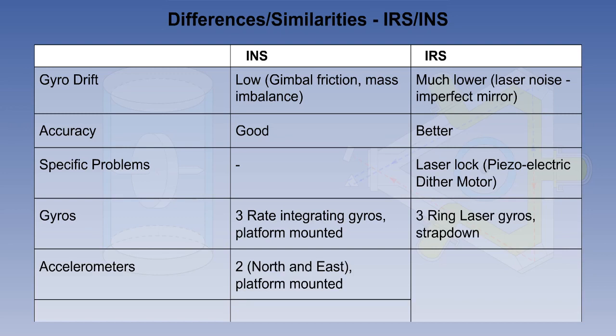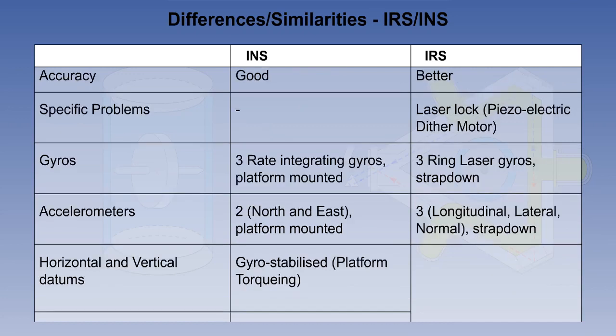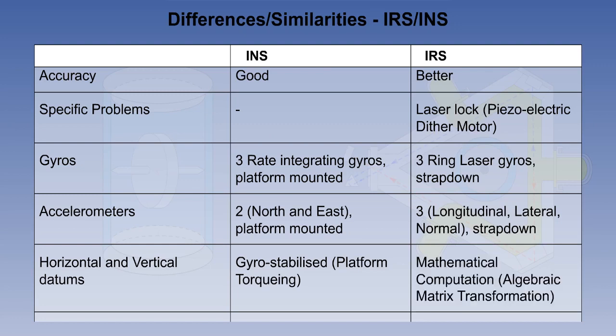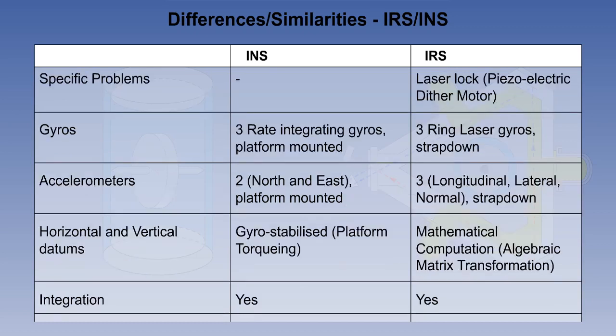There are 2 accelerometers in INS mounted on a gyro-stabilized platform, which keeps them pointing north and east. The IRS has 3 strap-down accelerometers, fixed in the longitudinal, lateral and normal planes. The horizontal and vertical datums in INS are maintained by a gyro-stabilized platform, whilst in IRS, this is achieved by algebraic matrix transformation in a mathematical model. Accelerations are integrated into velocities and velocities into distances in both INS and IRS.